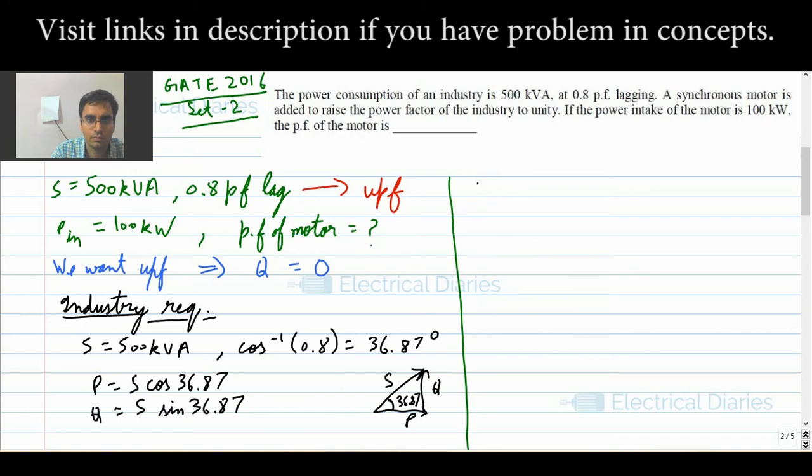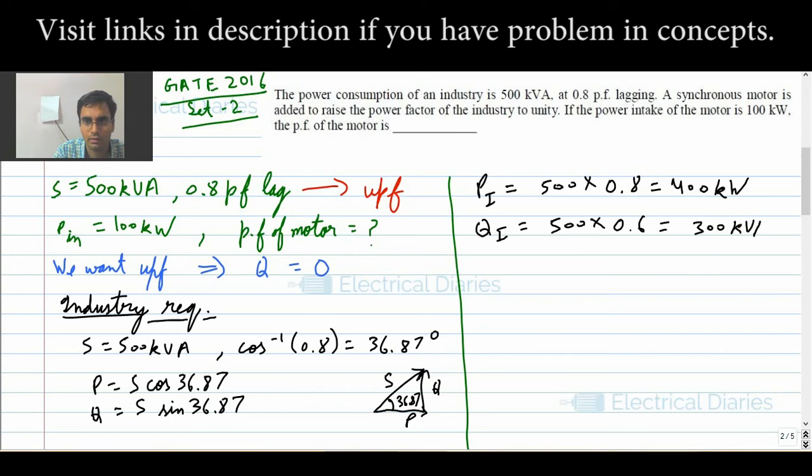What is your P requirement of industry? It is 500 into 0.8. That will be 8 by 10, so it will be 8 × 5 = 40, 400 kilowatts. And what is your Q requirement of industry? 500 into sine of 36.87, that will be 0.6. So it will be 6 × 5 = 30, 300 kVAR.